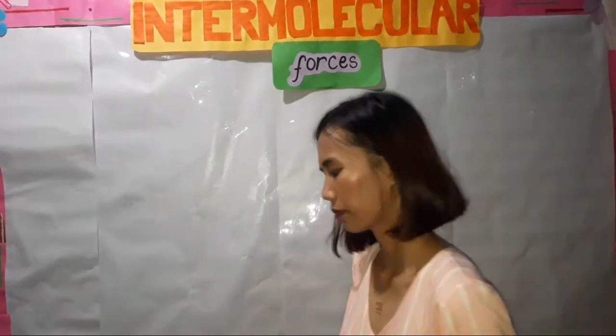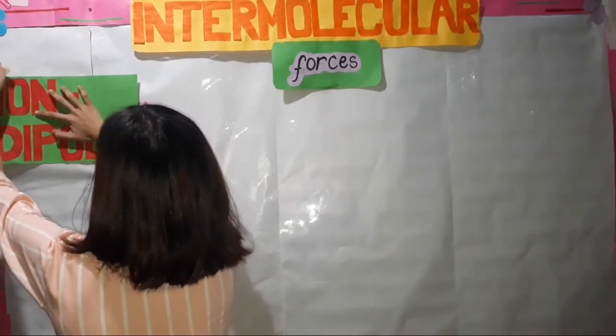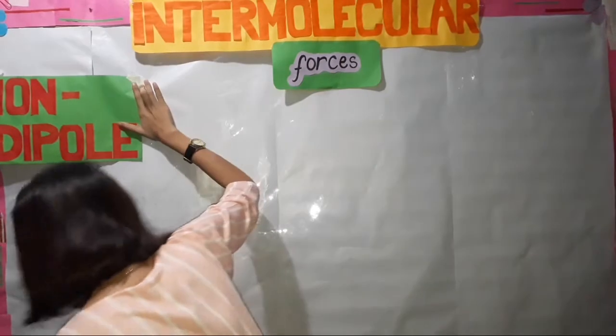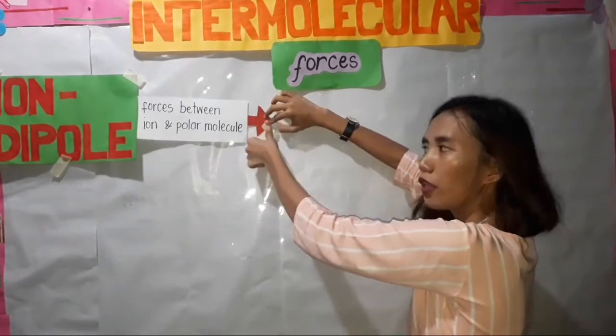Let's proceed to different types of intermolecular forces. The first one is ion-dipole. Ion-dipole is the attractive force between the ion and the polar molecule. Okay, let's have a recall. Ion, what is ion, class? Yes, very good. An ion is an element with a charge. It's either positively or negatively charged.